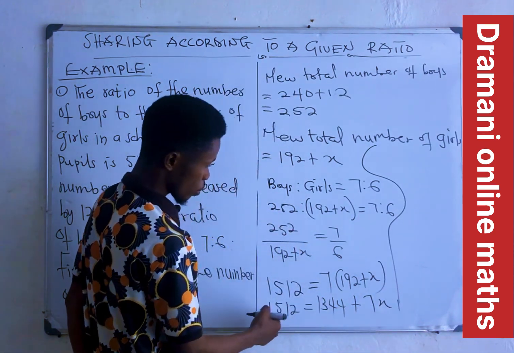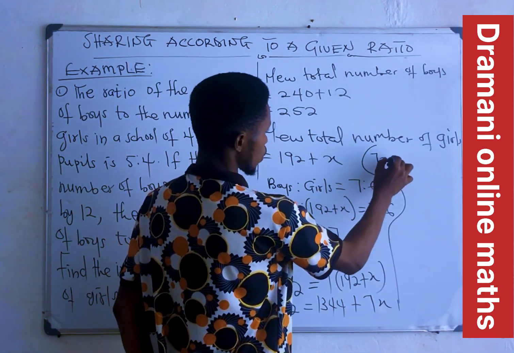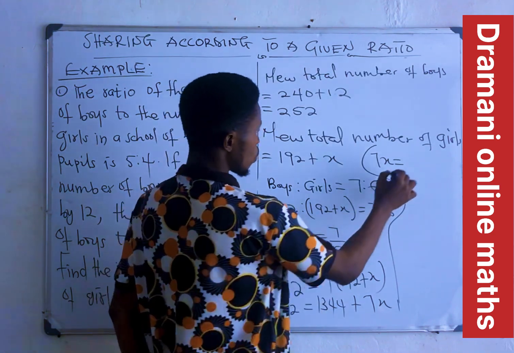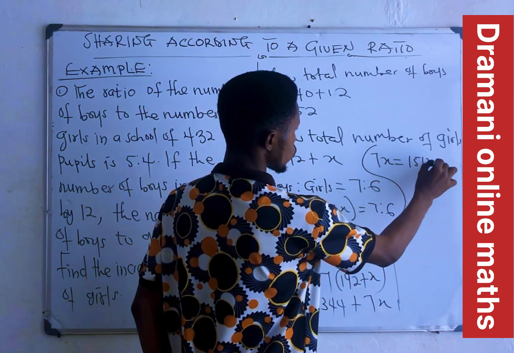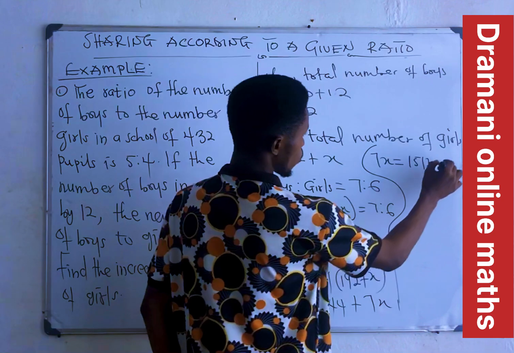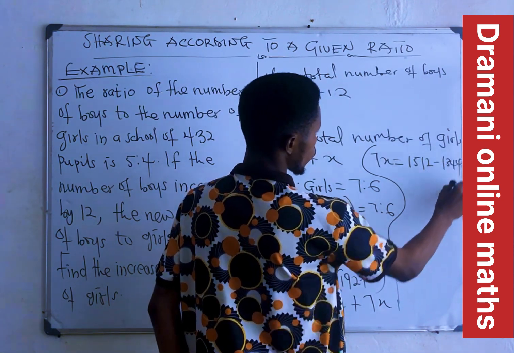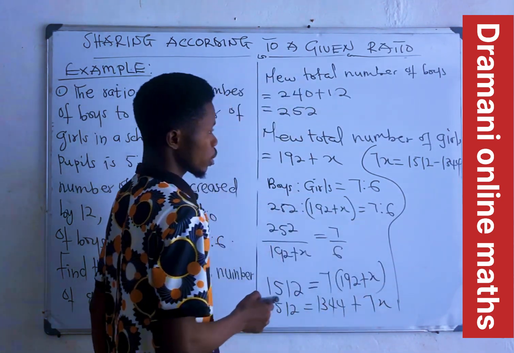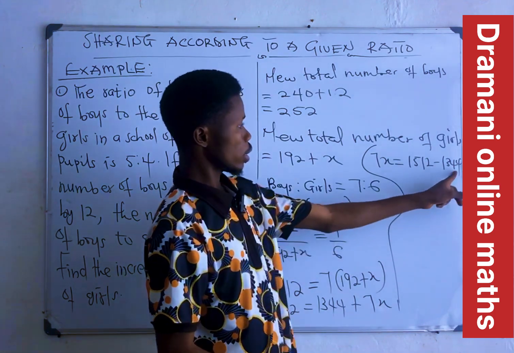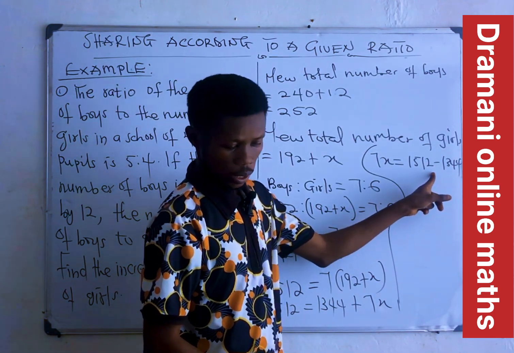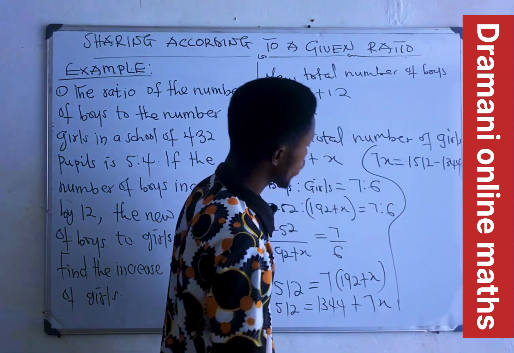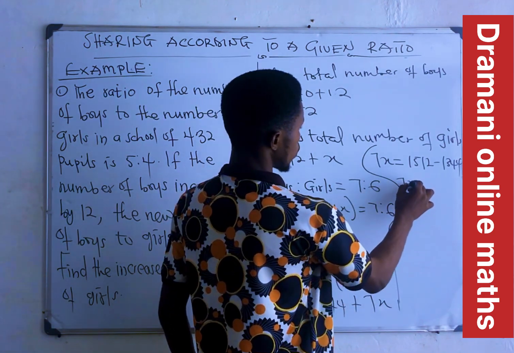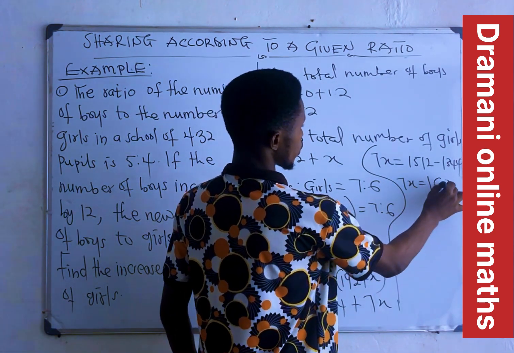If I bring this one here, I'm going to have 7x equals 1512 minus 1344. So if you subtract this from this, what are you going to get? Let me use a calculator so that I can move fast. So 7x will be 168.